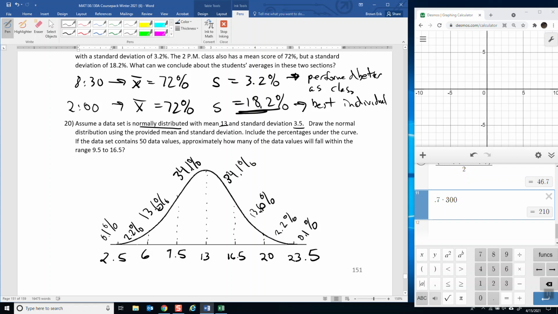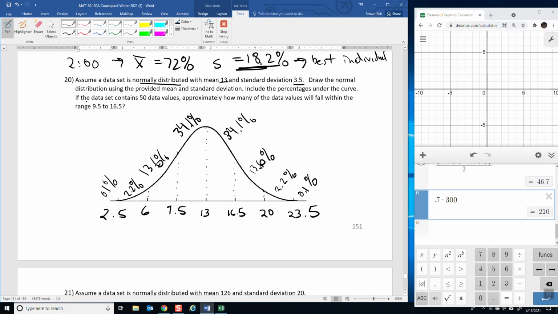Now let's read what these are. Oh, there's no context. We have no idea. So it says, if the data set contains 50 data values, how many values fall within the 9.5 to 16.5 range? Okay, that's here. Notice 34.1 plus 34.1 gives us the area in between the minus 1 standard deviation and the plus 1 standard deviation.